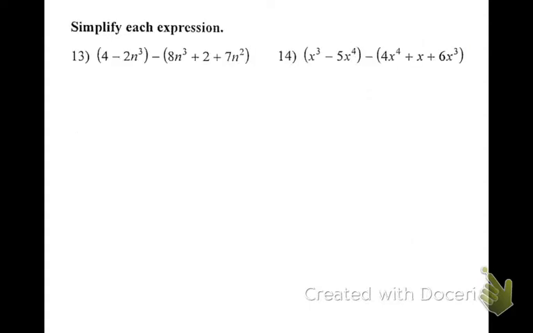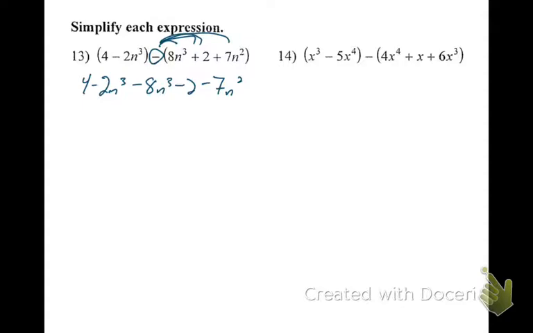All right, next up, we're simplifying expressions. Once again, I'm only going to do the odds down here. So I'm going to rewrite this. This is a subtraction problem, so we have to worry about that. I'm going to rewrite this as 4 minus 2n to the third. And then I'm going to distribute the negative here. So this will be minus 8n to the third minus 2 minus 7n squared.